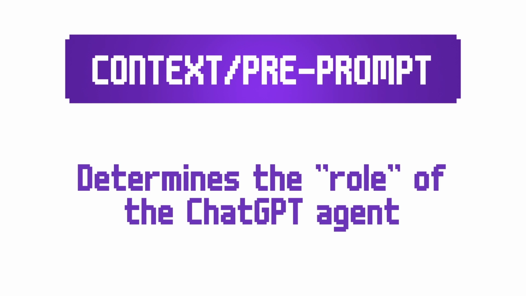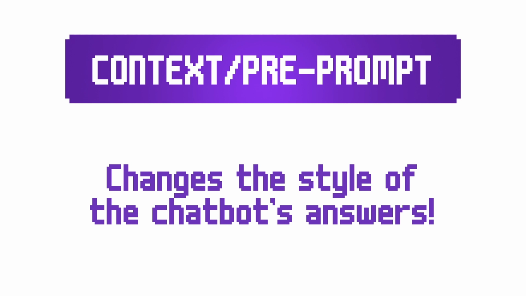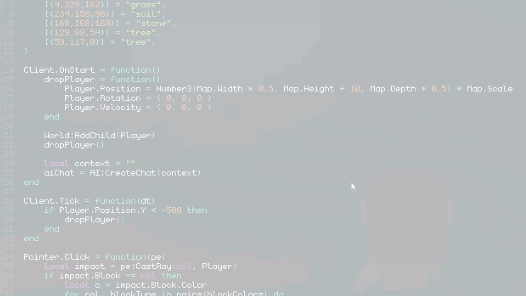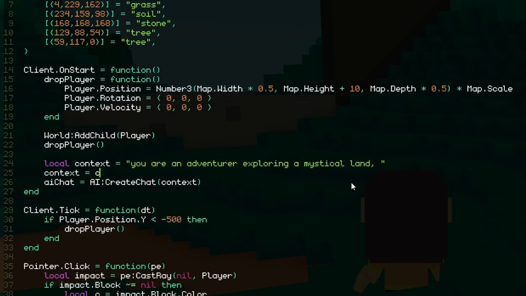To put it simply, this determines the character that ChatGPT should play, the role it should have, and in turn, it changes the style of its answers to better fit your own use case. For example, for now, suppose we give it a context like you're an adventurer exploring a mystical land who answers with short and happy answers. And actually, it can be a good idea to give it a rough amount of words to constrain the length of the answers.